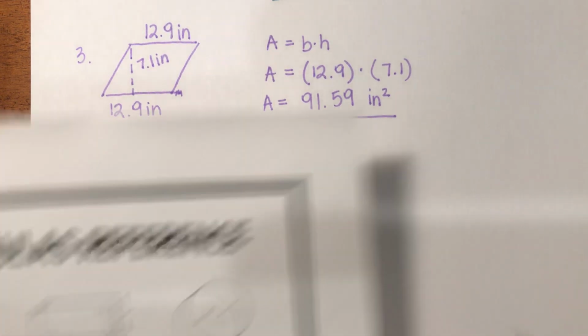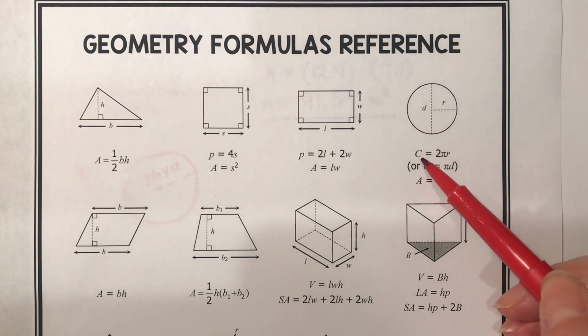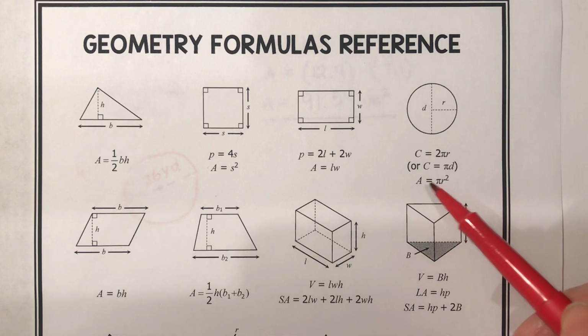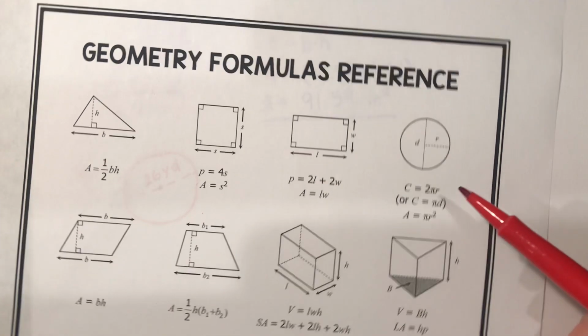Okay, let's check out the formula for circle. Here's your circle. Now C is circumference, and we are asked to find the area. So area is pi r squared. Now pi very often is just left as 3.14. I don't recommend replacing pi with 3.14. Just type pi in your calculator.